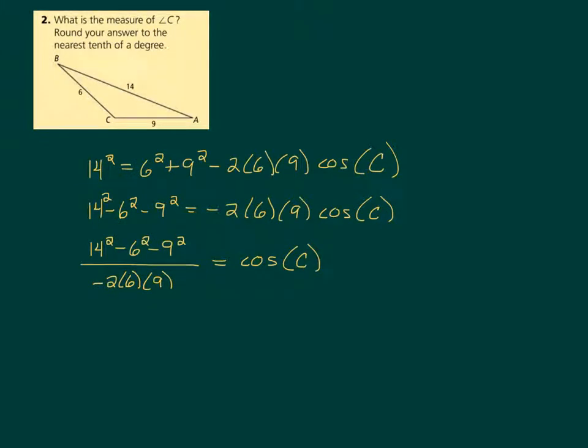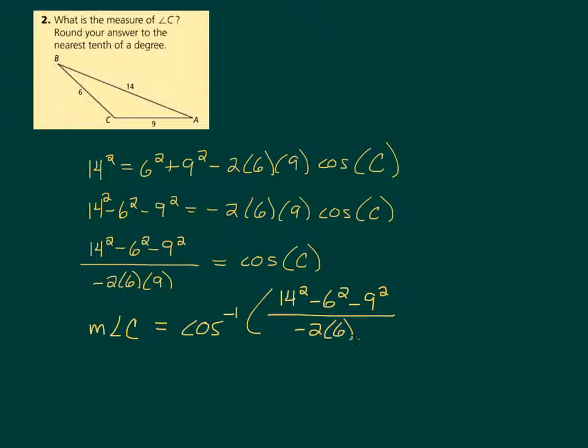The last algebraic step tells us that the measure of angle C, right here, take the inverse cosine on each side. So it's the inverse cosine of 14 squared minus 6 squared minus 9 squared all over negative 2 times 6 times 9. There are going to be some algebra mistakes that tend to occur here, but then at this point, plugging all of that in the calculator correctly can be a problem.